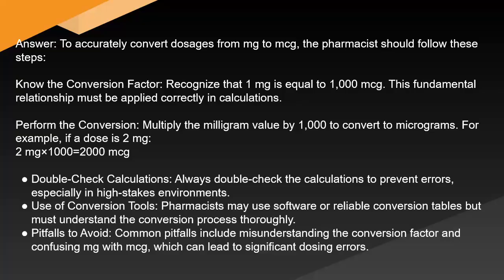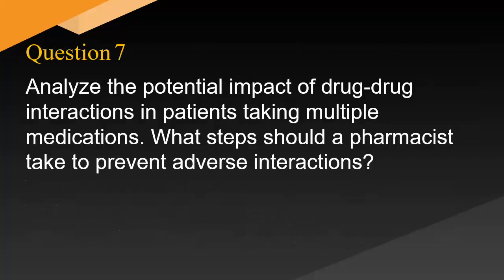For example, if a dose is 2 mg, multiply by 1000 to get 2000 mcg. Double check calculations. Always double check the calculations to prevent errors, especially in high stakes environments. Use of conversion tools. Pharmacists may use software or reliable conversion tables, but must understand the conversion process thoroughly. Pitfalls to avoid. Common pitfalls include misunderstanding the conversion factor and confusing mg with mcg, which can lead to significant dosing errors.